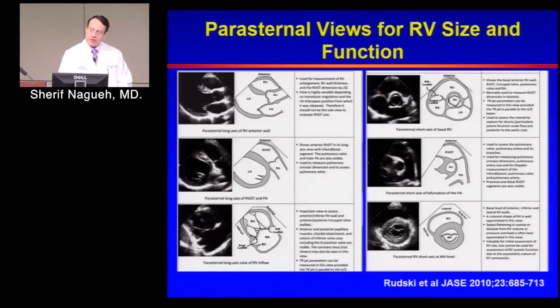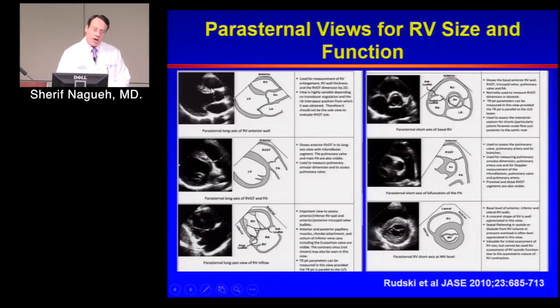We have 2D images and we have 3D imaging. Brief comments about 3D later on, but really the main approach we use to assess RV is 2D imaging. So the 2D views we depend upon are the parasternal long axis views and the parasternal short axis views plus apical views. Which section of the RV do we visualize in the parasternal long axis view? You can measure what we call a proximal area of the RV outflow tract.